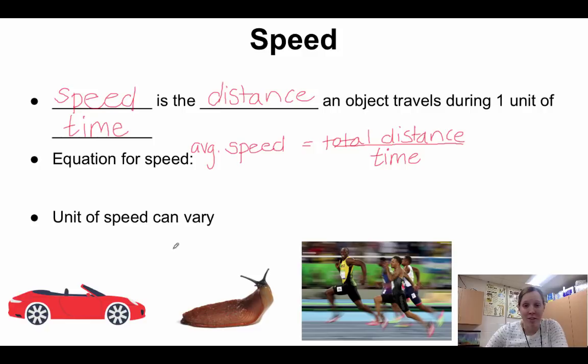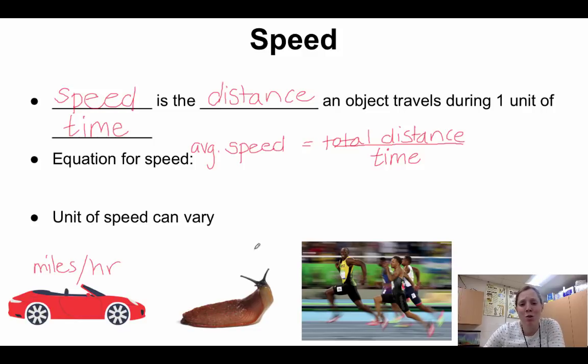Now, the unit of speed can vary a lot depending on what unit you're using for distance and what unit you're using for time. But it should always be a two-part unit where the top part, the numerator, is some unit of distance and the bottom part, the denominator, is some unit of time. So for example, in our car, we may record our speed as miles per hour. Right? So miles is our unit of distance and hour is our unit of time. So that's one we're familiar with.